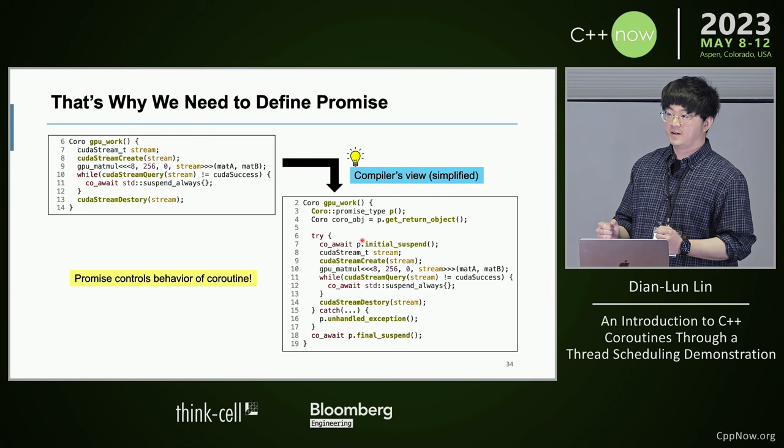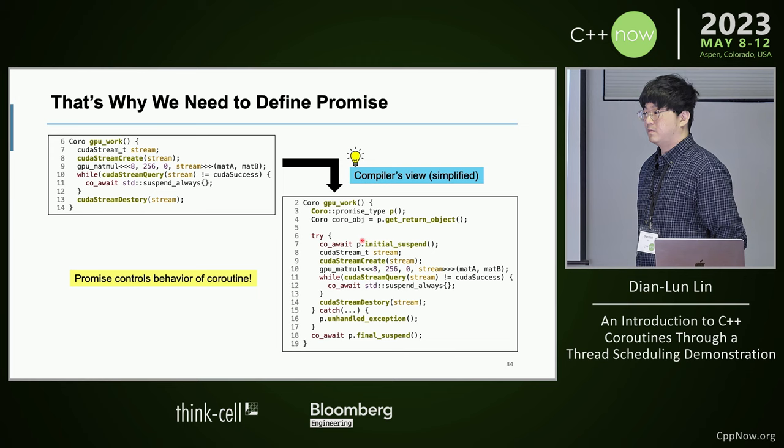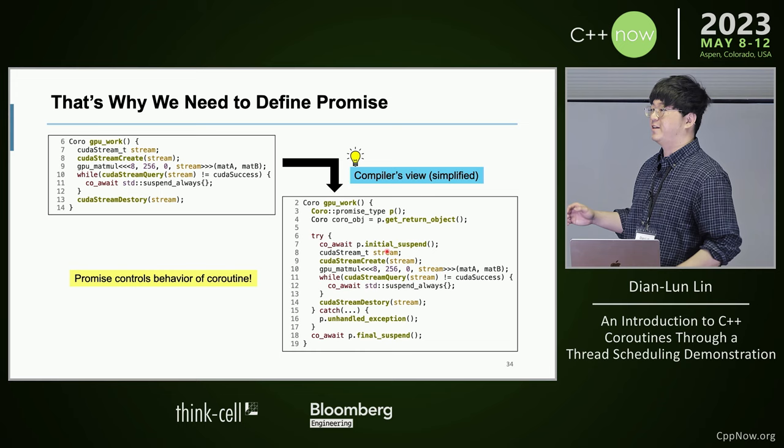I just have a question. Why does a coroutine almost always want you to suspend at the beginning? Why is this a thing? You need initial suspend? Yeah. In my later example, I always use suspend always, and then I'll give you the reason.